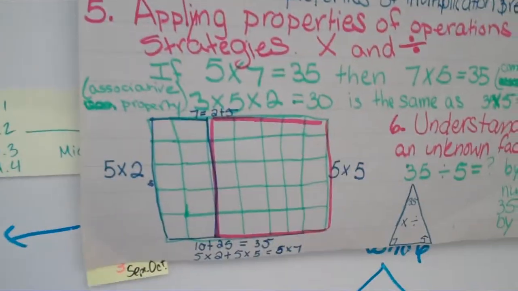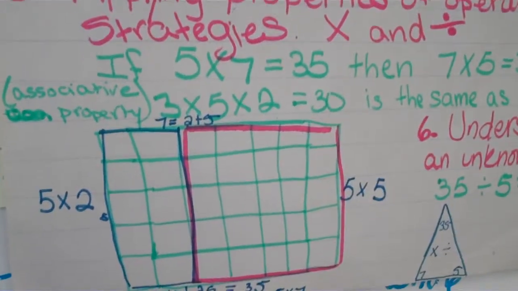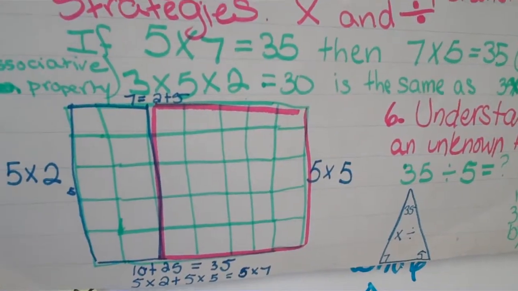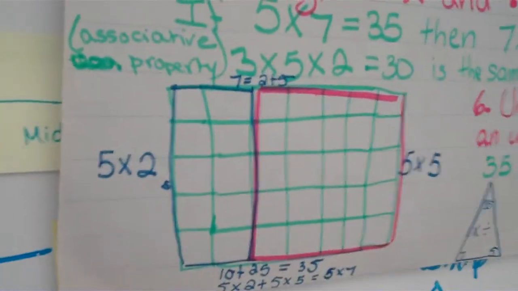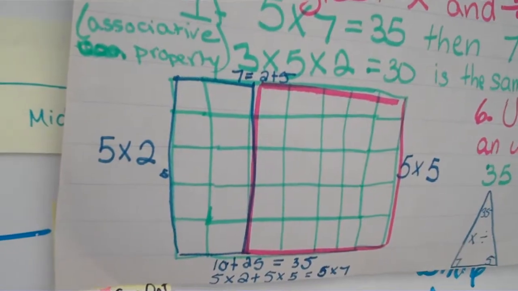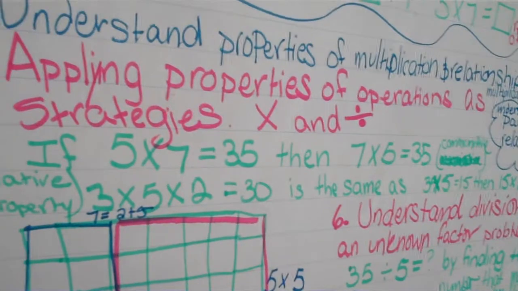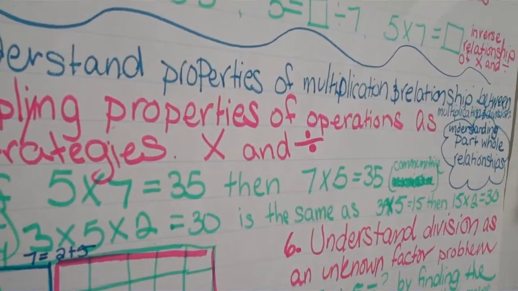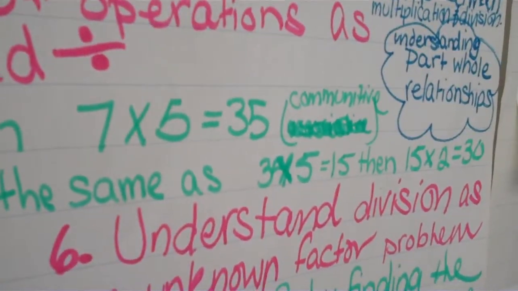The next section has to do with understanding properties of multiplication and the relationship between multiplication and division, understanding the part-whole relationship. So applying properties of operations as strategies for multiplication and division. So the commutative property: 5 times 7 equals 35, then you know 7 times 5 equals 35. The associative property: 3 times 5 times 2 equals 30, is the same as 3 times 5 equals 15, then 15 times 2 equals 30.